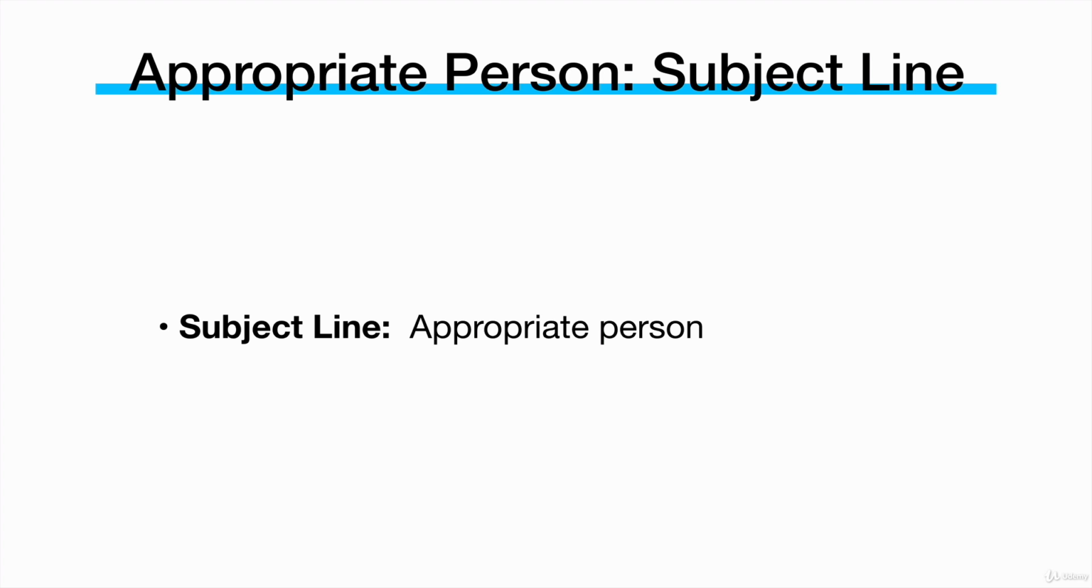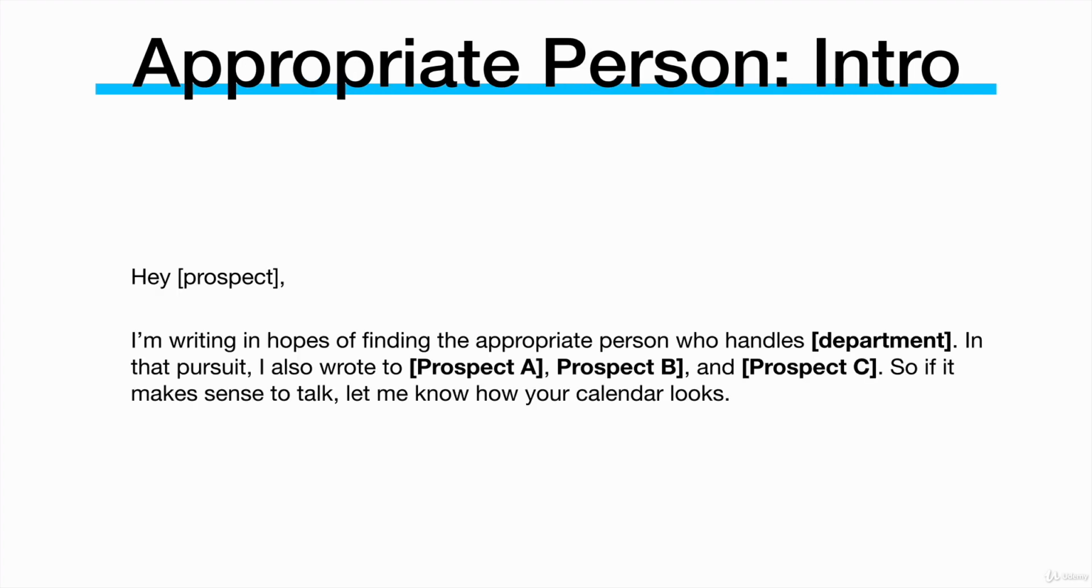So send an email to 4 different people. Don't CC anyone. Subject line being "appropriate person" for all of the people you're sending it to. Now, this is going to be the introduction. So you say, hey, prospect, I'm writing in hopes of finding the appropriate person who handles department. In that pursuit, I also wrote to prospect A, prospect B, and prospect C. So if it makes sense to talk, let me know how your calendar looks.